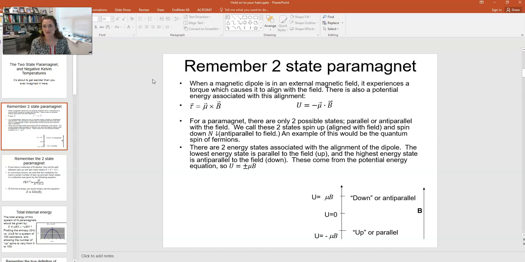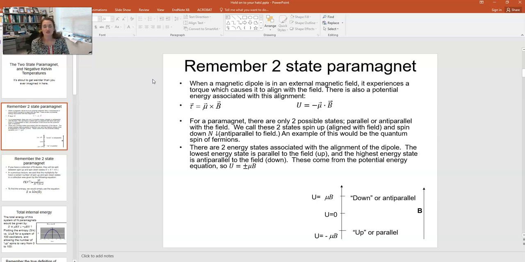Now, in a real system, you could have more states than just two. You can have a magnetic spin that's a number of integer states, an odd number of integer states. But for this two-state paramagnet, we're just going to consider spin up and spin down particles, which means that it's either spin up aligned with the field or spin down anti-parallel with the field, okay?